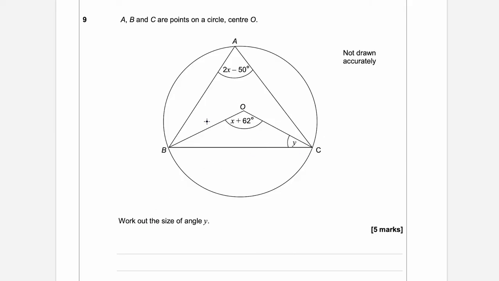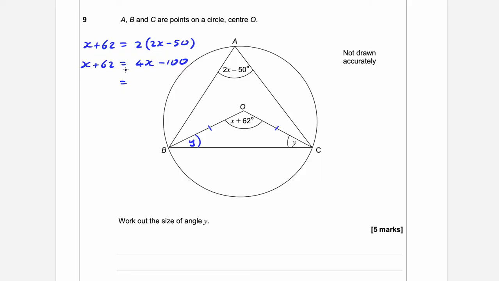Okay, now guys, this is an isosceles triangle. So if that's y, that is y. That's just something to note straight away. Okay, this is angle at the center is double angle at the circumference. So let's start with that, guys. I'm going to write up here, guys, just so we can all see. So let's start with this one. x plus 62 is equal to 2 times 2x minus 50. So x plus 62 is equal to 4x minus 100.